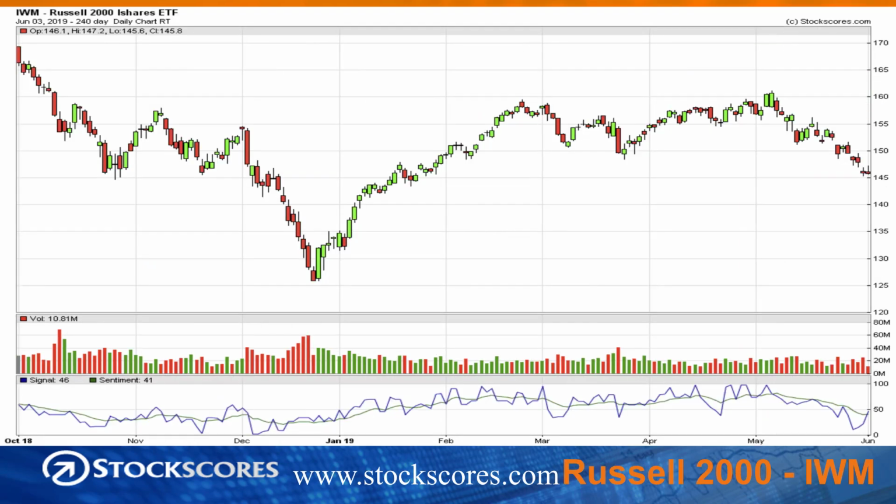Moving along to the Russell 2000, and you can see that we have been in that little downward trend. This is a daily chart here. We tried to break out. We talked about that back at the start of May. The breakout really failed, went through support.